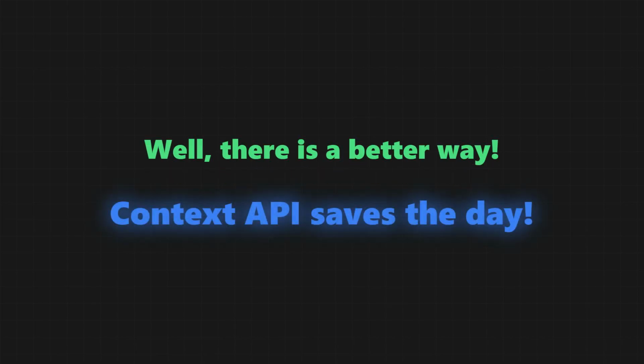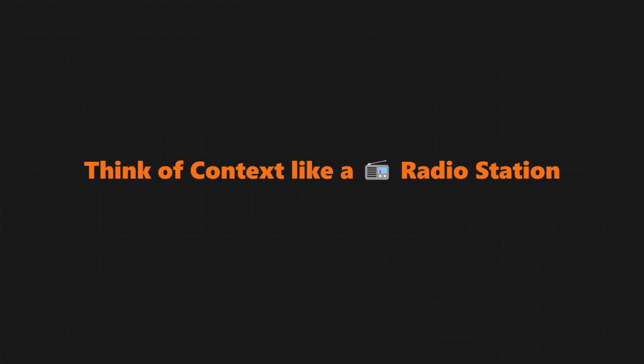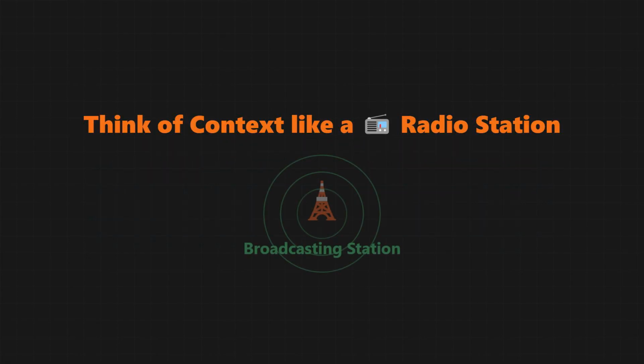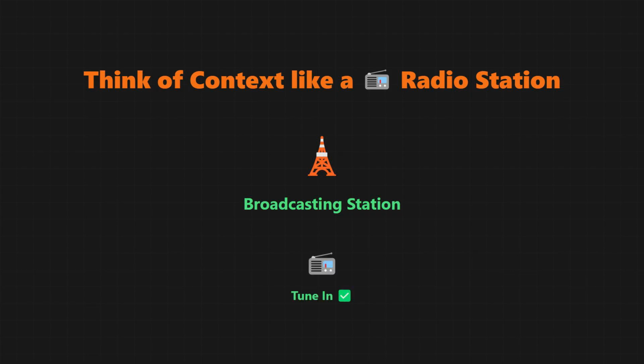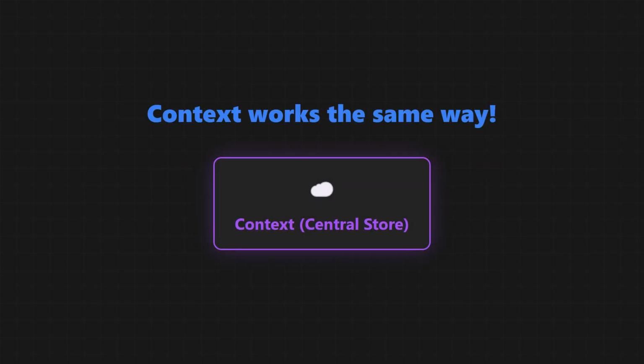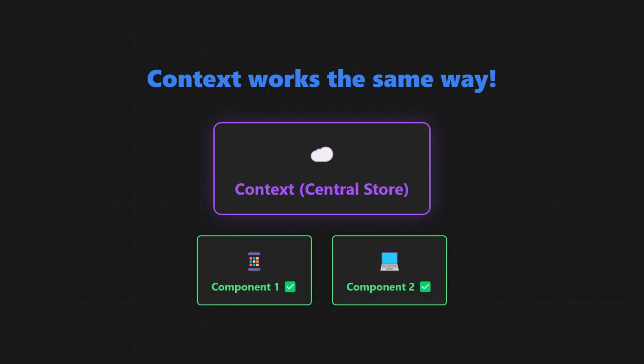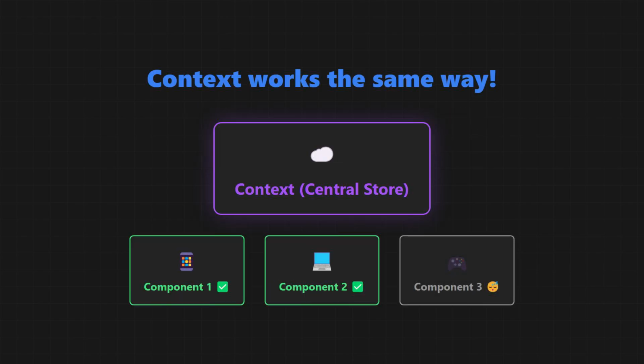Well, there is. Here's where Context API saves the day. Think of context like a radio station. The station plays music and sends it into the air. Want to listen? Tune in. Don't want to? Don't turn on your radio. Context works the same way. Instead of passing information through every component, you put it in one central spot. Then any component that needs it just grabs it directly. The components in the middle, they can ignore it completely.